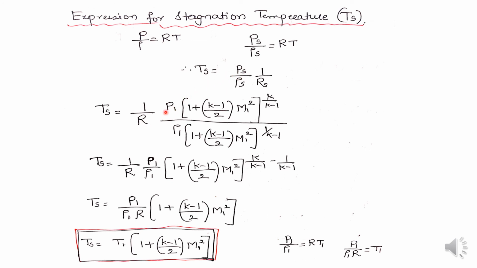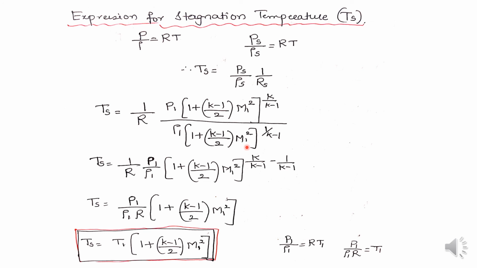Ps is equal to P1 in the bracket 1 plus (k minus 1) divided by 2 M1 square, to the power k divided by k minus 1. I have substituted the value of Ps from the previous equations. Here also I have substituted the value of stagnation density, that is, rho 1 in the bracket 1 plus (k minus 1) divided by 2 M1 square, to the power 1 divided by k minus 1. So here also the equation is the same.